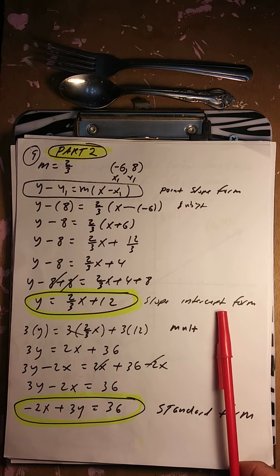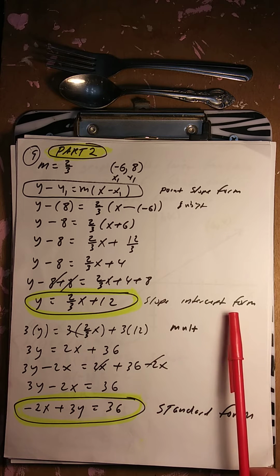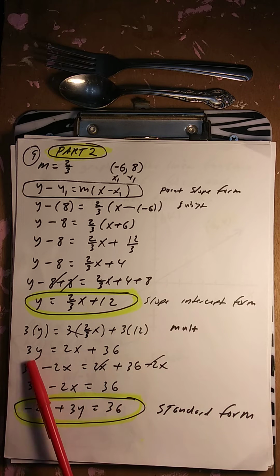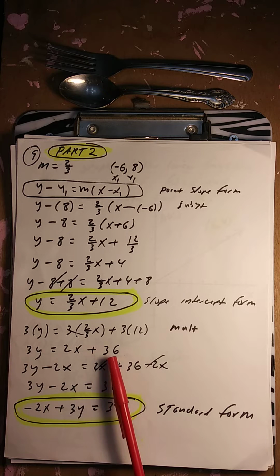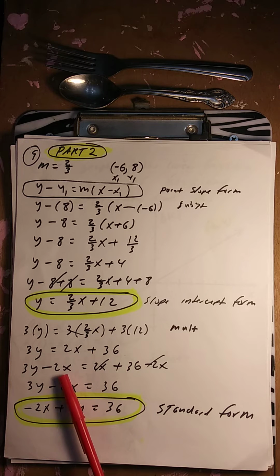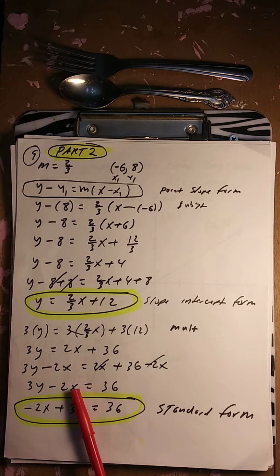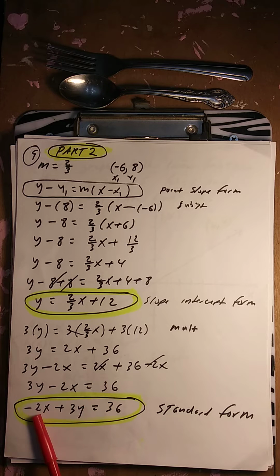But that's slope-intercept form. We don't want that. We want the standard form. So let's multiply everything by what? 3, 3, 3. 3y equals 2x plus 36. And subtract 2x. These are gone. 3y minus 2x is 36. And then rewrite this. Put this here, put that one there. Negative 2x plus 3y equals 36. Standard form.